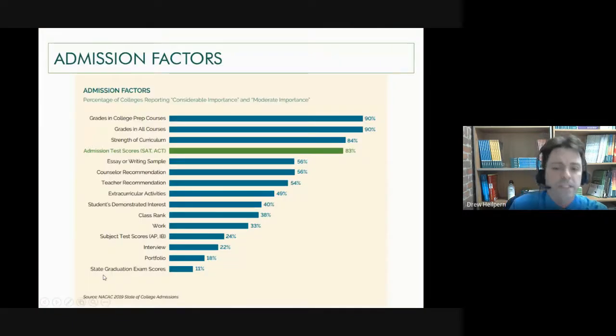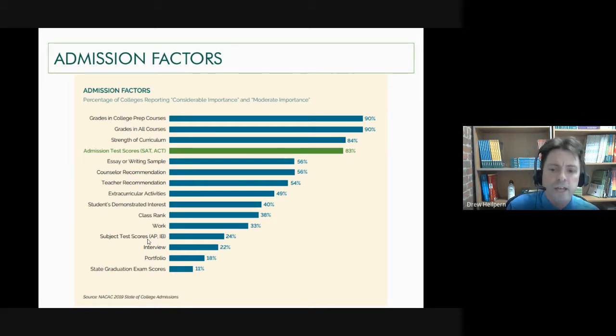So I start with this slide. I start here because this is back to that idea that at the end of the day, these really are just tests. They are not the be-all, end-all of the college admission process. And what you're looking at here is a survey done by NACAC. NACAC stands for the National Association of College Admission Counselors.